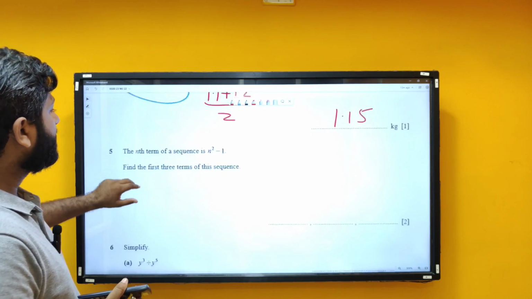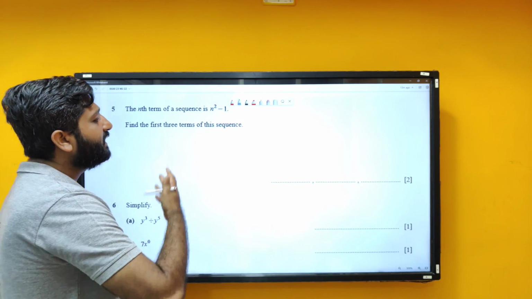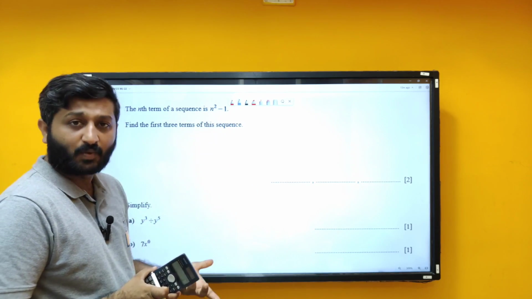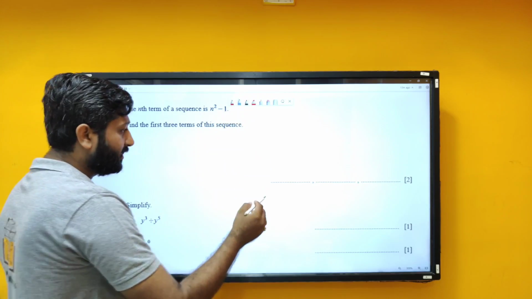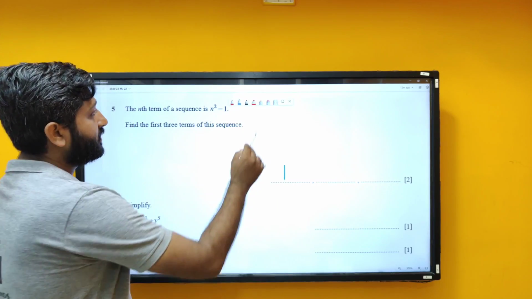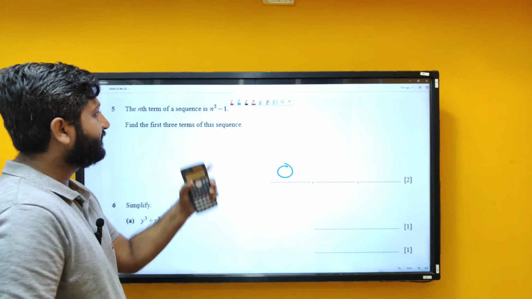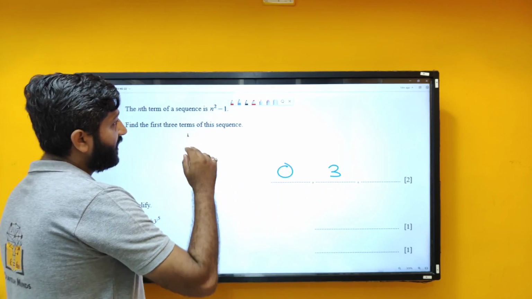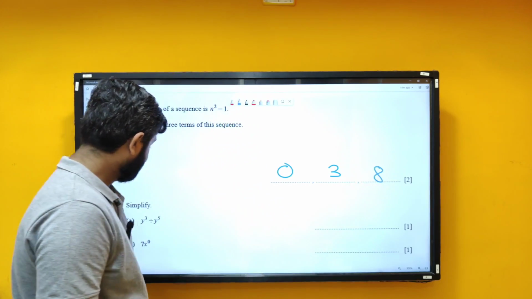Next question. The nth term of a sequence is n square minus 1. Find the first 3 terms of the sequence. We'll substitute n as 1. So 1 square minus 1 is 0. If n is 2, 2 square is 4, minus 1 is 3. N is 3: 3 square is 9, 9 minus 1 is 8.